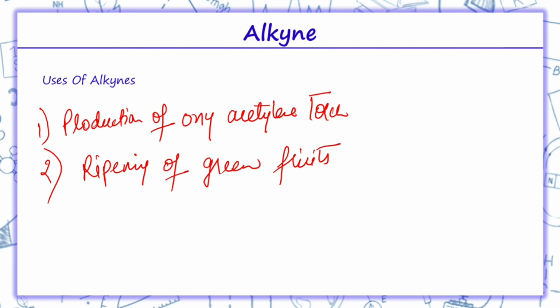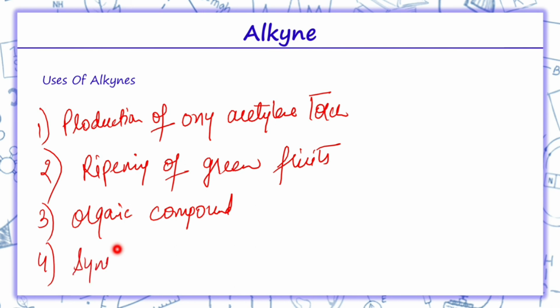They are used in the manufacture of organic compounds, like acetic acid, acetaldehyde, acetylene. Certain organic compounds are manufactured by using this ethyne. It is also used in the manufacture of synthetic products like polymers, as we have seen PVC, and synthetic rubbers. These are prepared by using alkynes.